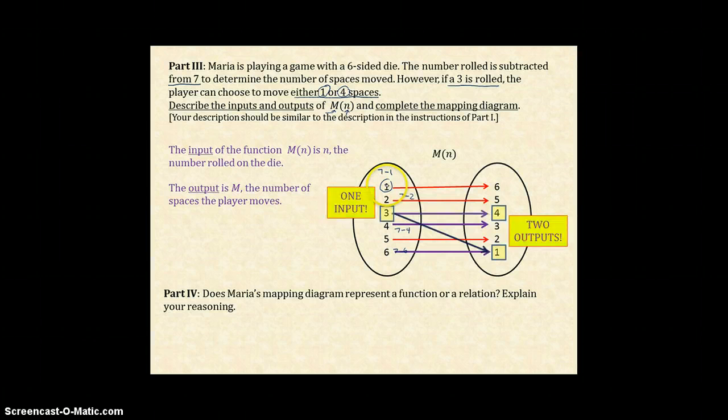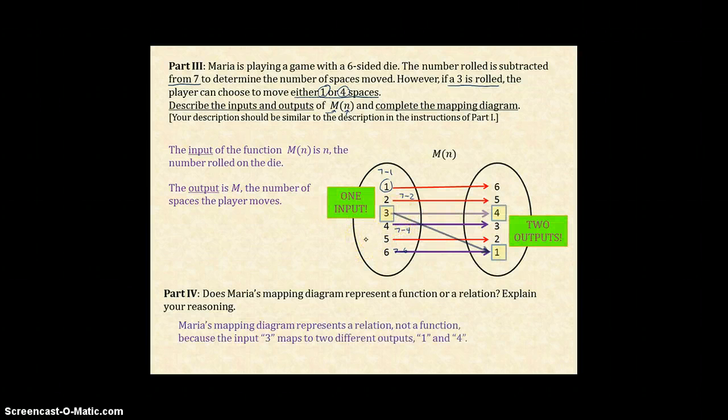And you should notice something right about now. The thing that you might notice is that the input 3 seems to be going to 2 different outputs. I don't know if you noticed that or not. But that kind of breaks our rule of being a function. So Maria's mapping diagram represents a relation, not a function, because the input 3 maps to 2 different outputs, to 1 and 4.